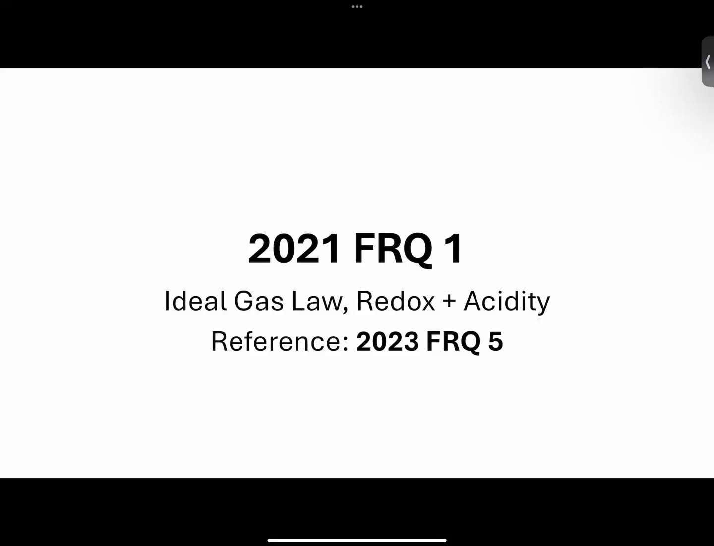Hello everyone, this time we'll be working on 2021 free response question number 1. This problem is a combination of ideal gas law, redox reaction, and acidity, which is analogous to what we found in 2023 free response problem number 5. So let's have a good understanding of this problem.